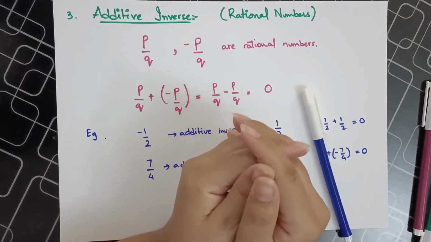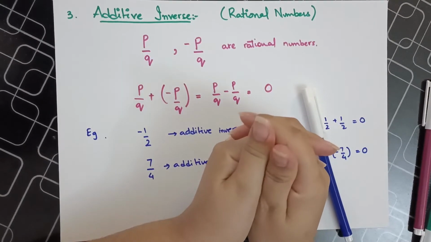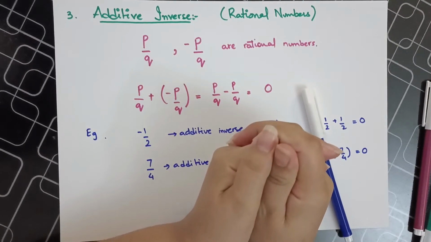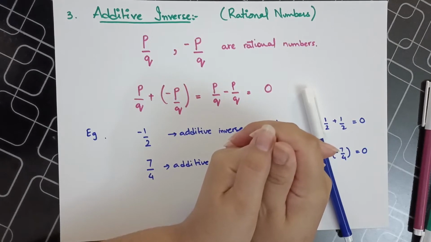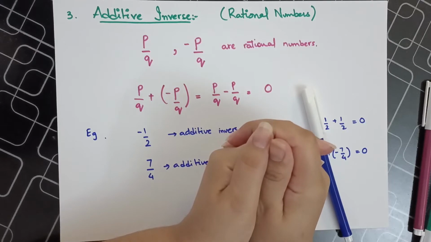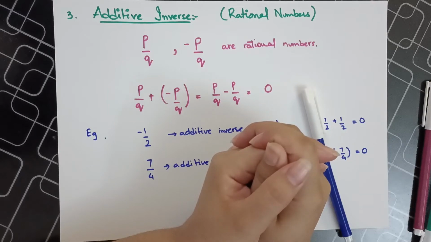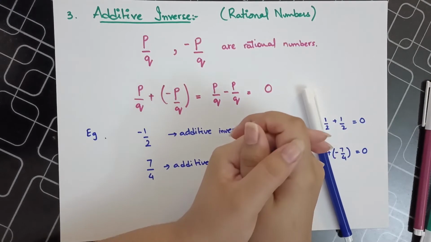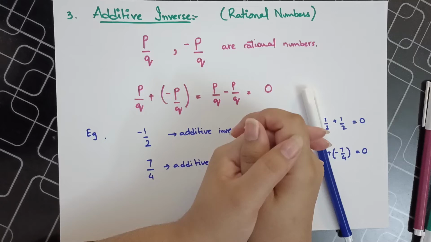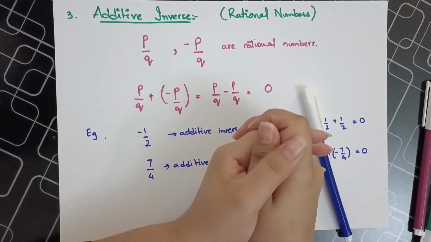So today we're going to learn about the additive inverse of rational numbers. This is part 4 of the series on rational numbers. In part 1 I explained what rational numbers are, in part 2 I explained how we add rational numbers together, and in part 3 I explained how we subtract rational numbers. Now in part 4 we're going to learn about their additive inverse.